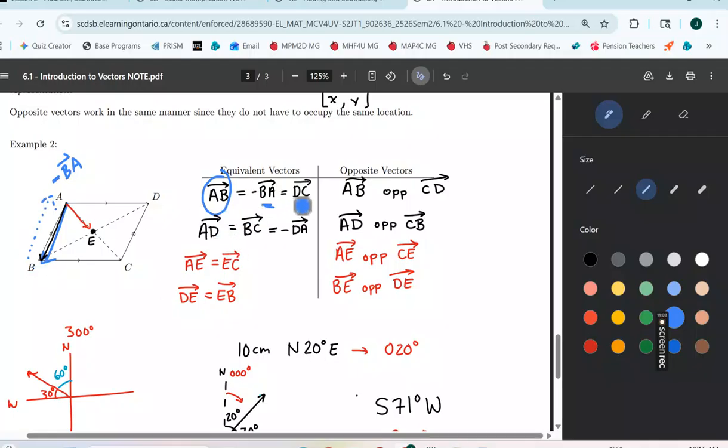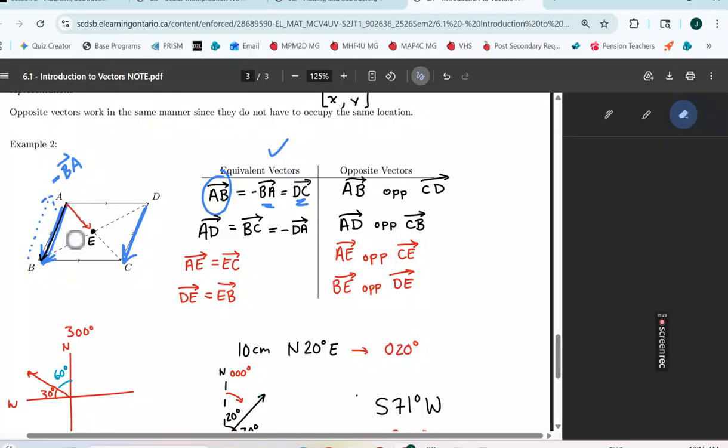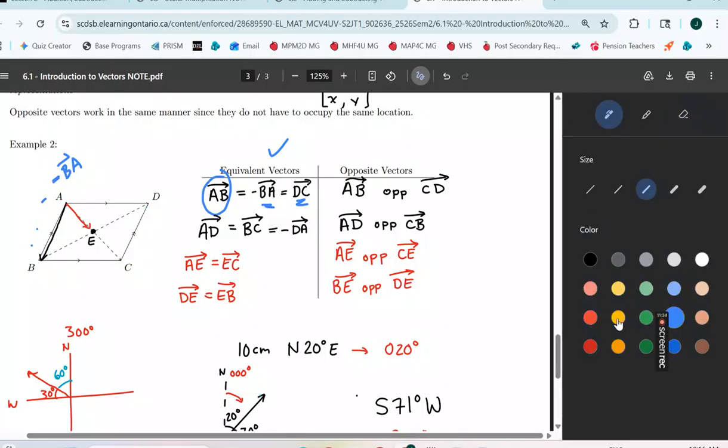Now vector AB is also equal to DC. Well, how? Here's vector AB, and here's vector DC. They're clearly the same magnitude and facing the same direction. So that's what we're looking for when we look for equivalent vectors. Opposite vectors, well, AB and CD are opposite. How? Because AB is in that direction, but CD is in that direction, making them opposite.